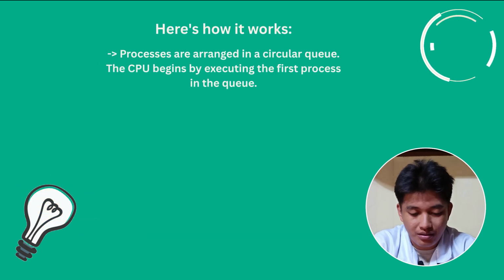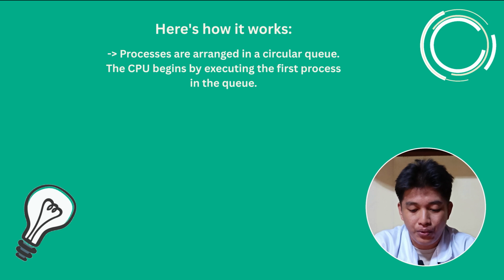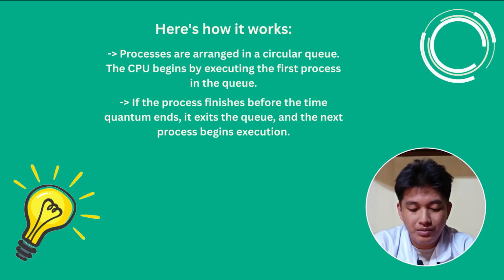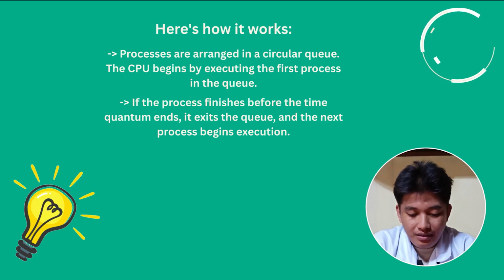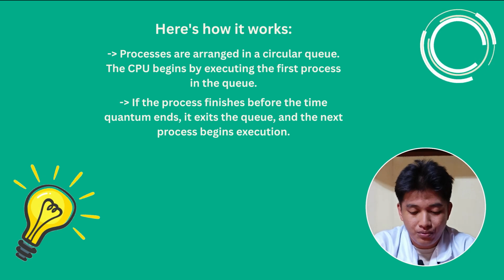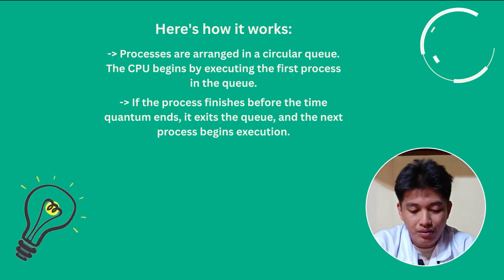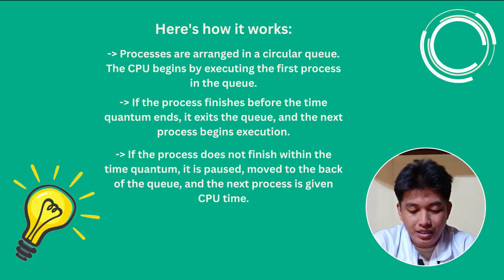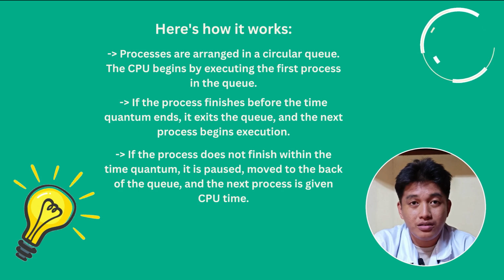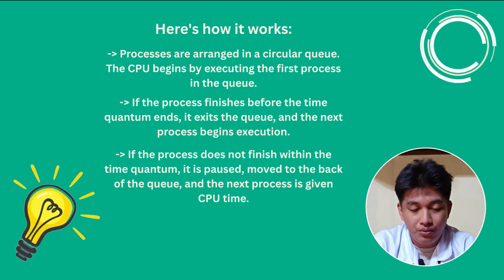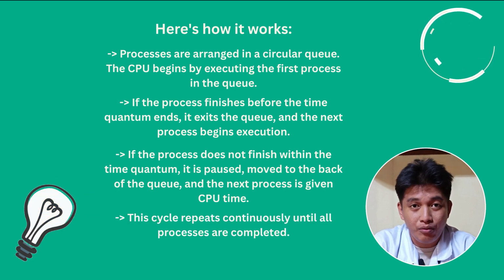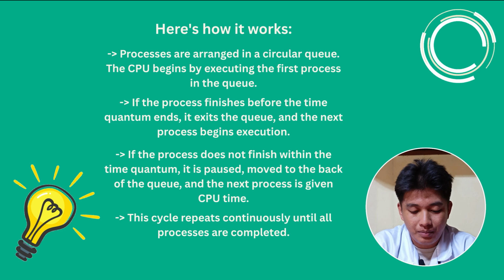Here's how it works. Processes are arranged in a circular queue. The CPU begins by executing the first process in the queue. If the first process finishes before the time quantum, it exits the queue and the next process begins execution. If the process does not finish within the time quantum, it is paused, moved to the back of the queue, and the next process is given CPU time.